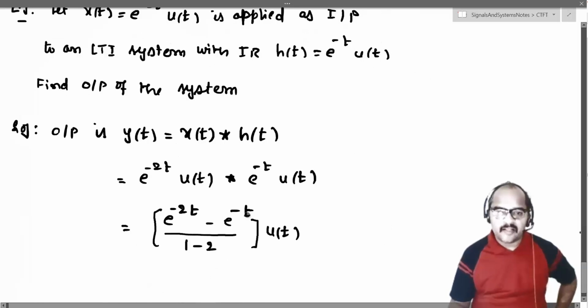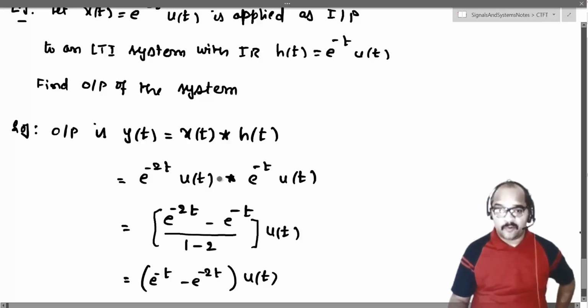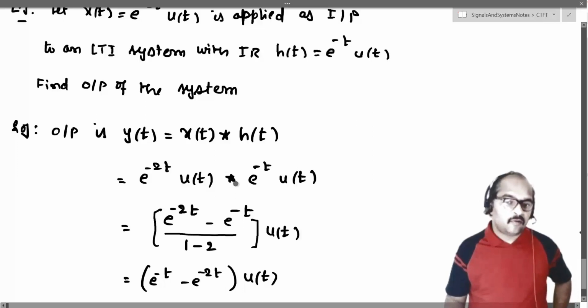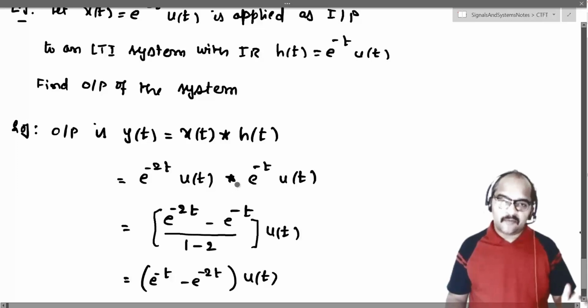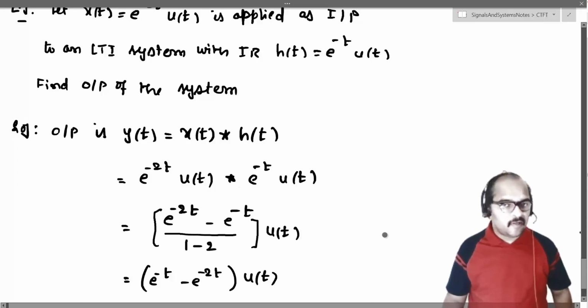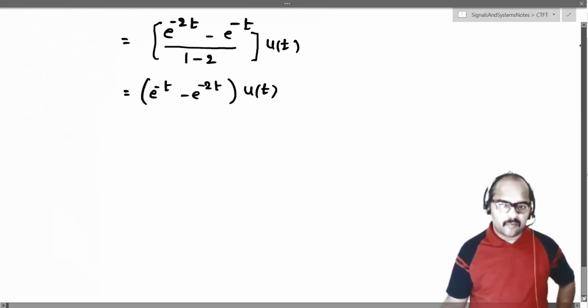Here a is 2 and b is 1, so b minus a is 1 minus 2, which is minus 1. We send the minus 1 inside, and you get e power minus t minus e power minus 2t, multiplied with u of t. This is the output of the LTI system. Note that we did not do any convolution, because we already got the answer using the convolution in time domain property, which is equivalent to multiplication in frequency domain. We will take one more example.